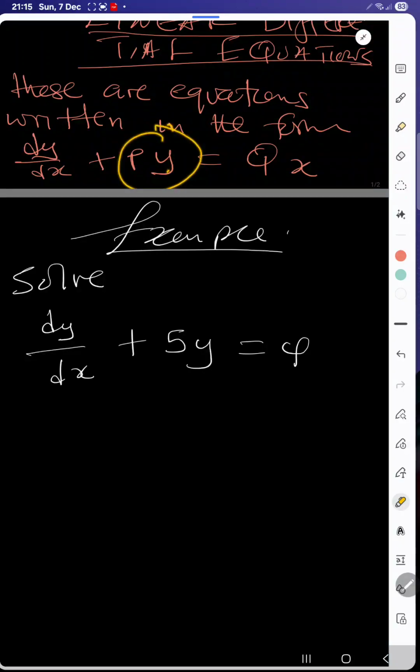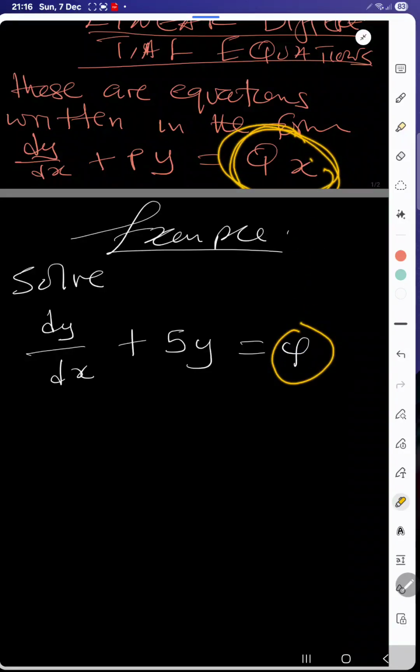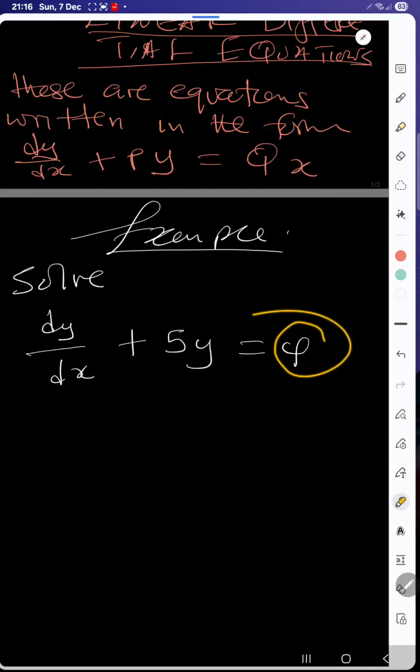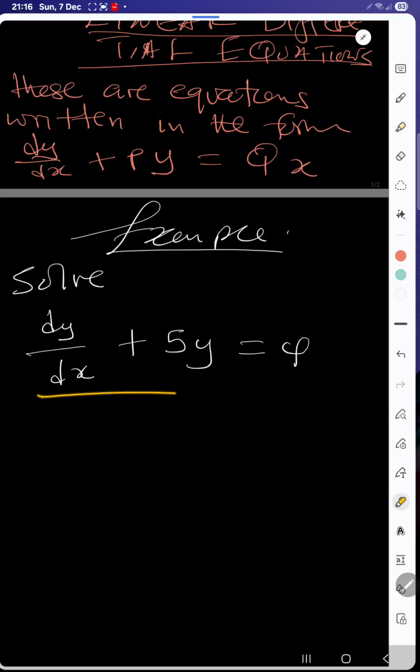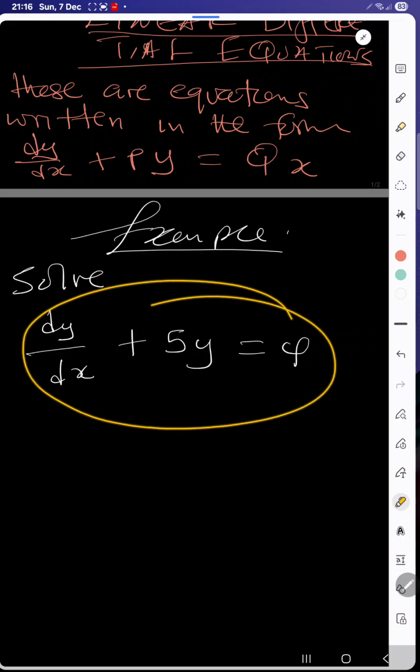So P of y means we have a constant, or a coefficient, attached to y, which corresponds to what is in our format. And on the other side, we should have a function of x. This function can either have x, or it can be a standalone function, like the 4 we have there. So this question is given in that format, which means it is a linear differential equation. Now the question is, how do we solve these linear differential equations?